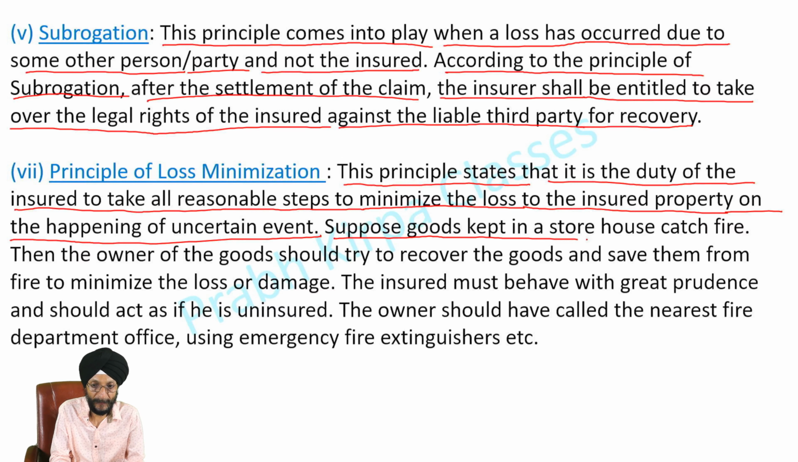Suppose goods kept in a storehouse catch fire. Then the owner of the goods should try to recover the goods and save them from fire to minimize the loss or damage. The insured must behave with great prudence and should act as if he is uninsured. The owner should call the nearest fire department office and use emergency fire extinguishers, etc.